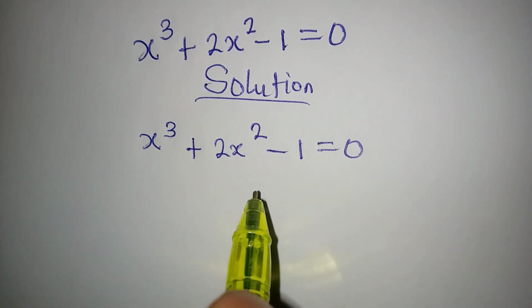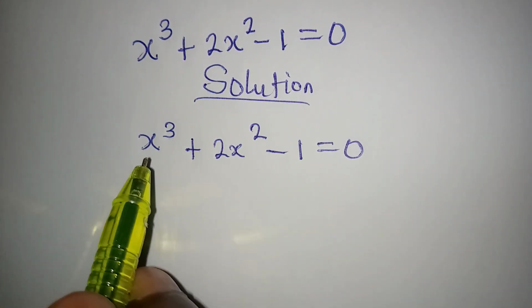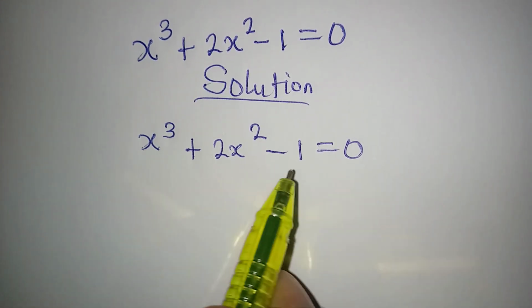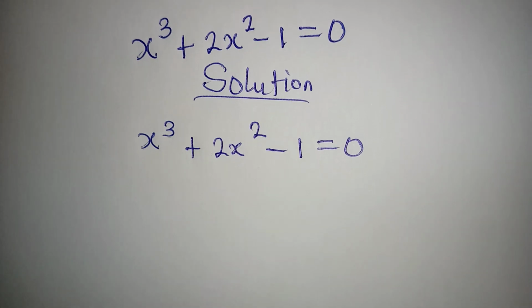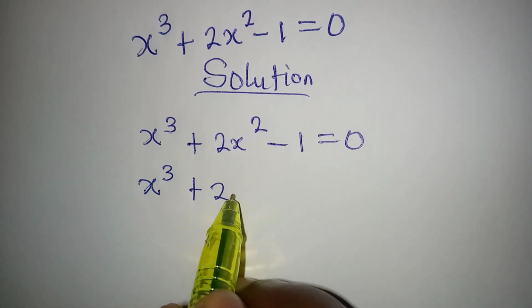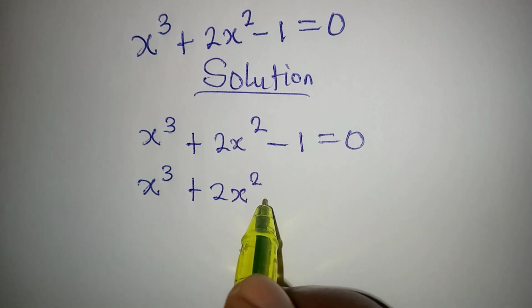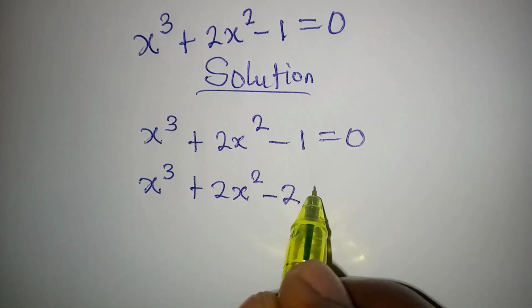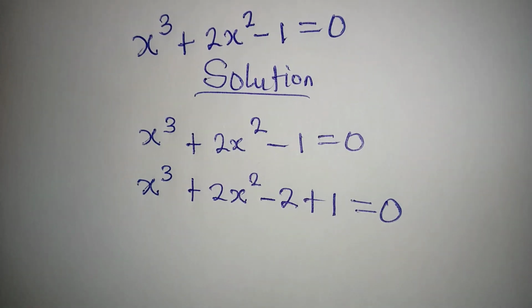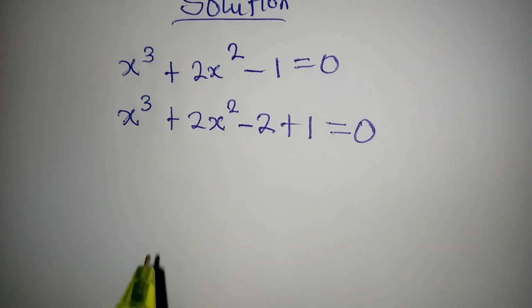Now, to deal with this, we are going to express this. We're having how many terms on the left hand side? 1, 2, 3. We are supposed to have 4 terms before we can factorize, right? So I'm going to have x to the power 3 plus 2x squared. Now, in place of minus 1, I'm going to write minus 2 plus 1, and this is equal to 0. Right? Then from here again, I can rearrange this.